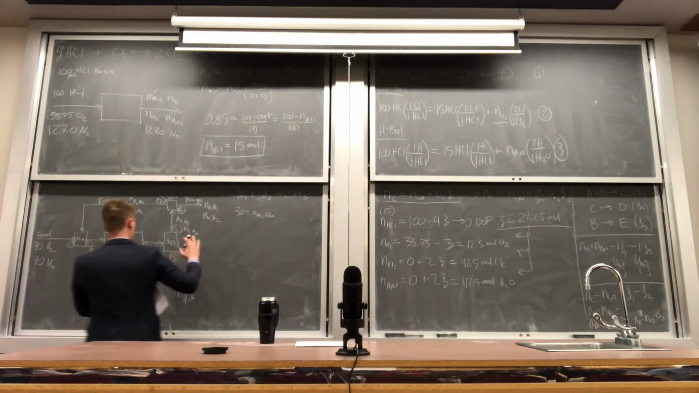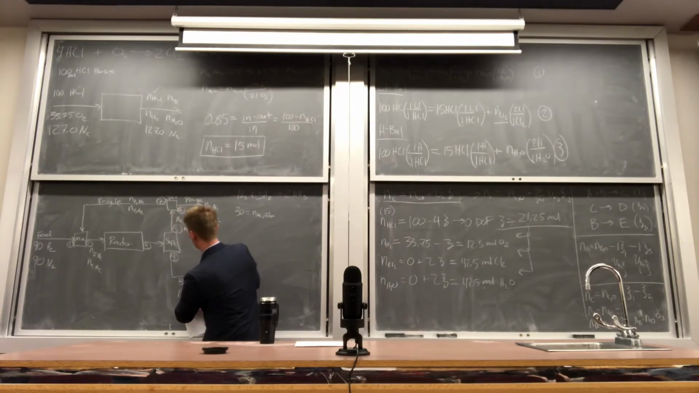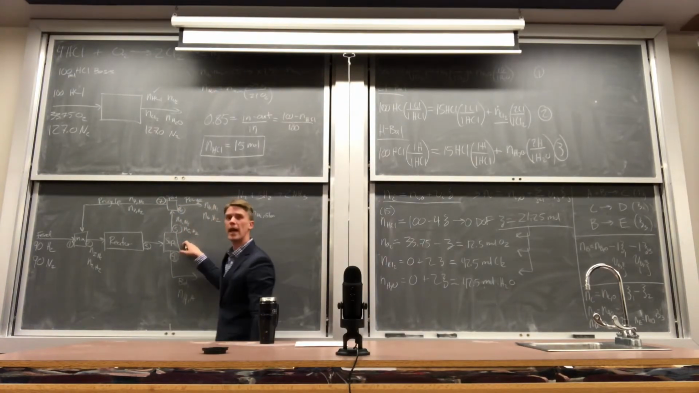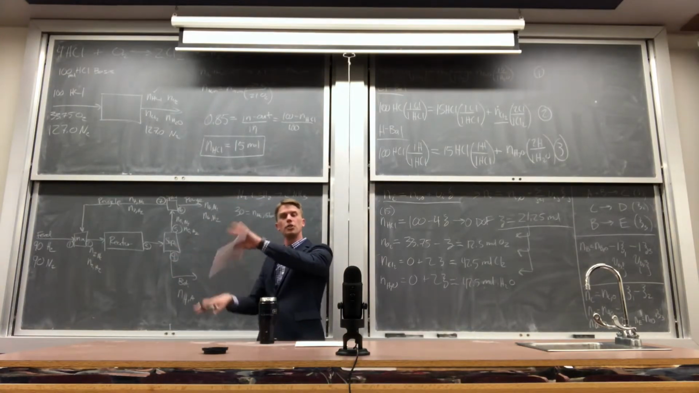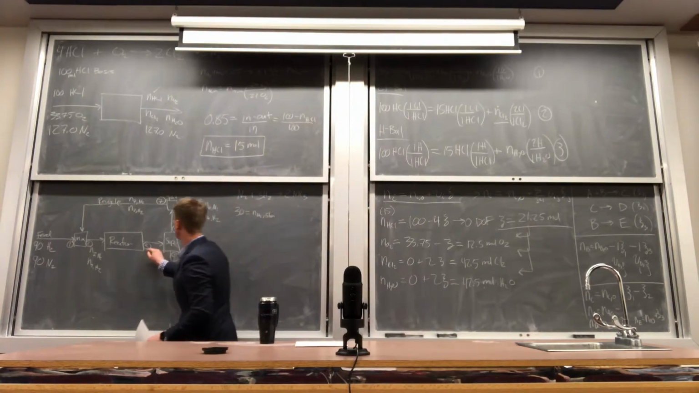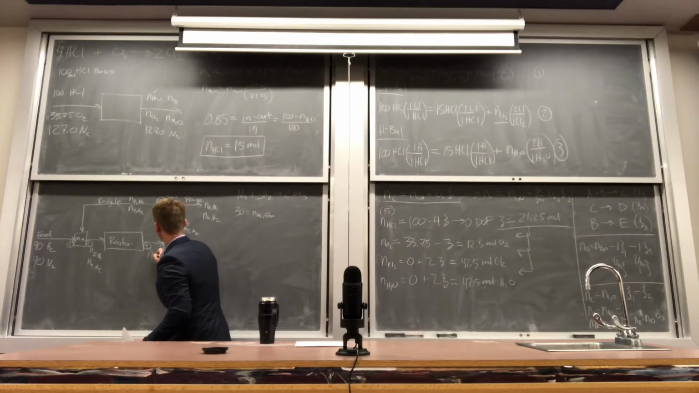Now, if we work backwards, the separator is being fed with ammonia, nitrogen, and hydrogen. This separator is not a reactor, right? So I'm just changing the relative compositions of things. So here we have N3 ammonia, N3 N2, N3 H2.